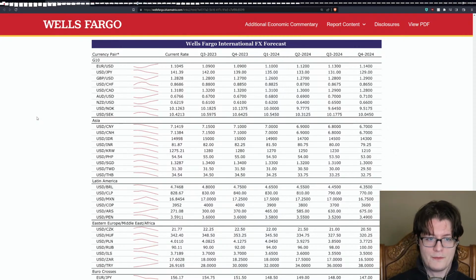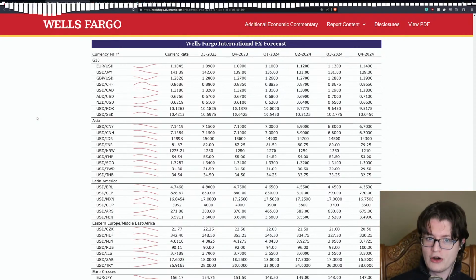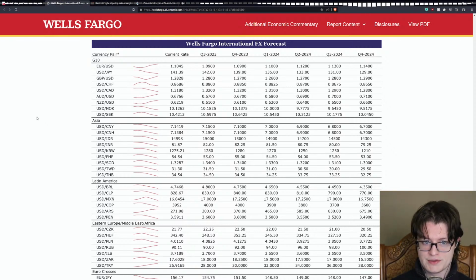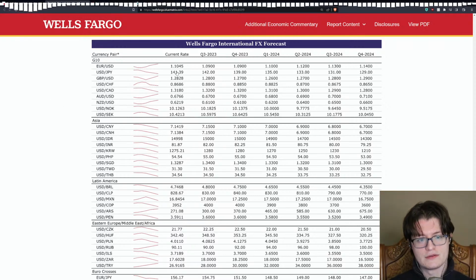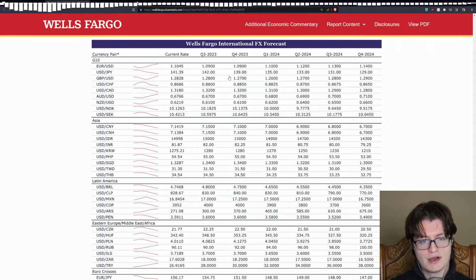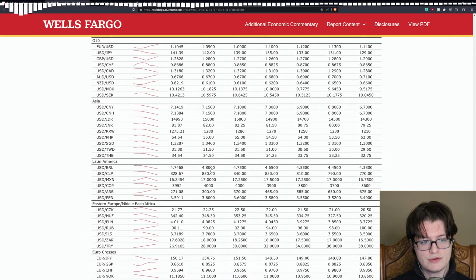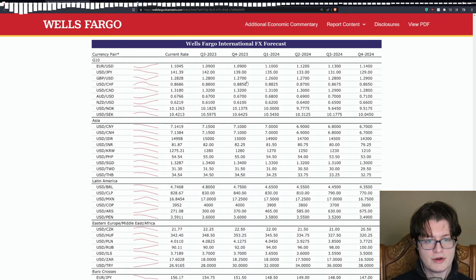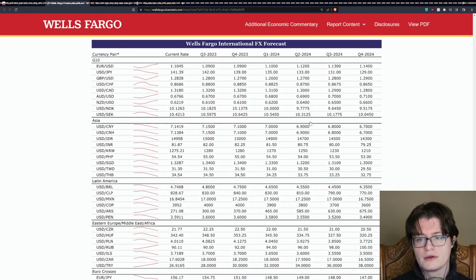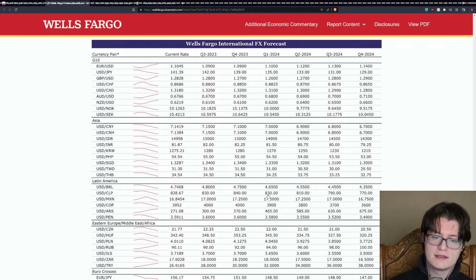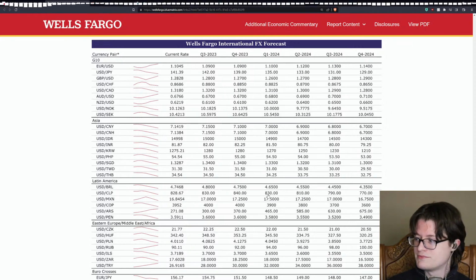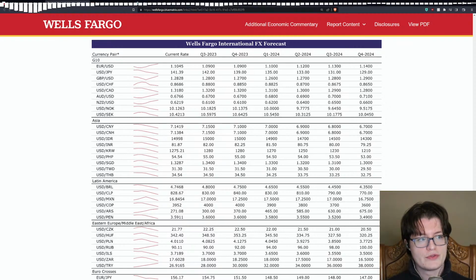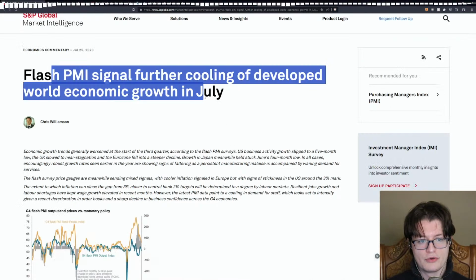And here you go. These are all of Wells Fargo's FX forecasts on a quarter-by-quarter basis. And it looks like they're still anticipating some US dollar strength going into part of the third quarter here, and then from the fourth quarter onward, some US dollar weakness. That seems to line up with a lot of expectations that over the short term, growth is slowing.